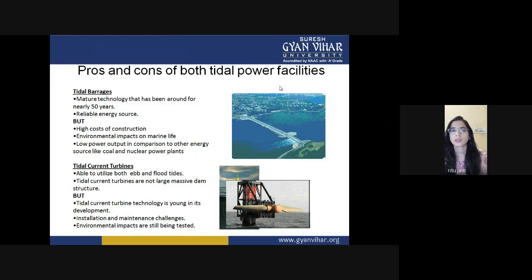So tidal current turbines are able to utilize both EBB and flood tides. Tidal current turbines are not large, massive dam structures, but tidal current turbine technology is young in its development. Installation and maintenance challenges. Environmental impacts are still being tested.